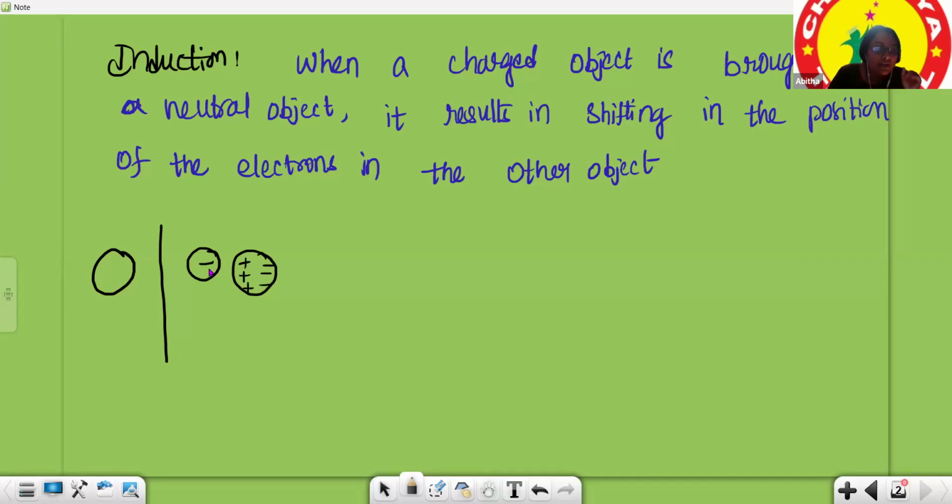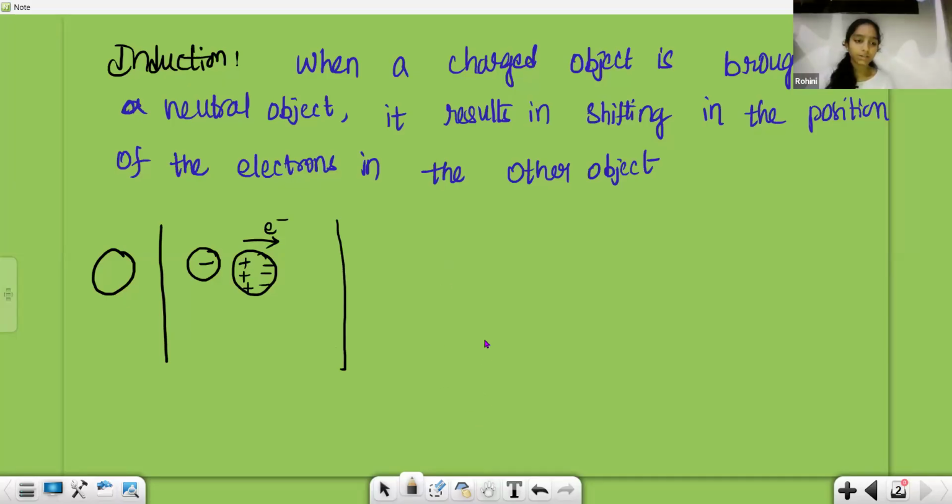As you take the negatively charged object towards this neutral metal, positively charged charges are attracted towards that side of the metal. Thus, you can see electrons are pulled to the other side. Understand? Ma'am, can you repeat?